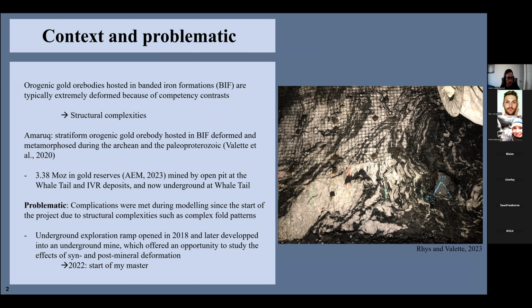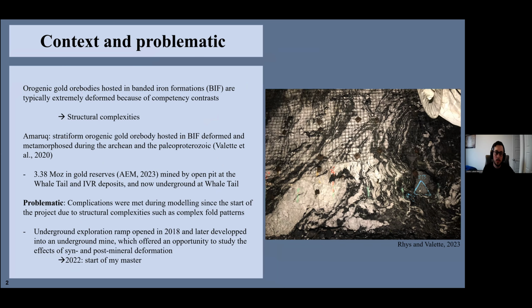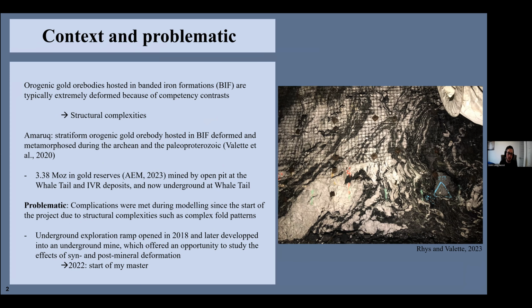as BIFs, are typically extremely deformed because of competency contrast, which can lead to structural complexities. Amaruq is one such deposit. It's a stratiform orogenic gold ore body hosted in BIF that was deformed and metamorphosed during the Archean and the Paleoproterozoic. It has over 3 million ounces in gold reserves, mined by open pit at the Welltail and IVR deposits, and now also mined underground at Welltail.